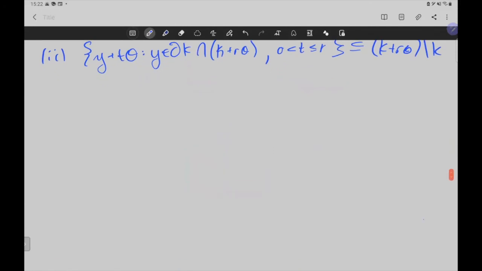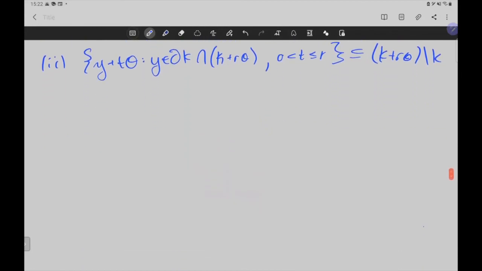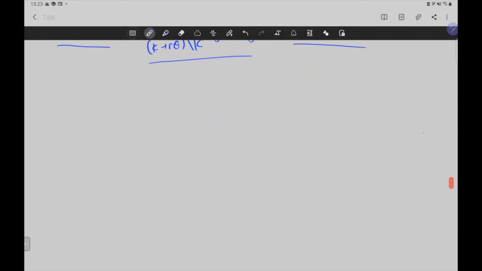With these two inclusions at hand, and I mean, it's quite a bit of work to show the first one, while for the second one you can use a convexity argument, you get two inequalities. From two, you get some integral I2 of R theta never exceeds some integral over K plus R theta minus K of phi of y dy, and this never exceeds some integral I1 of R theta. So this is from inclusion one, this is from inclusion two, and then from monotonicity. The idea is to squeeze, to show that these two in fact go to the same thing, and then the result will follow.